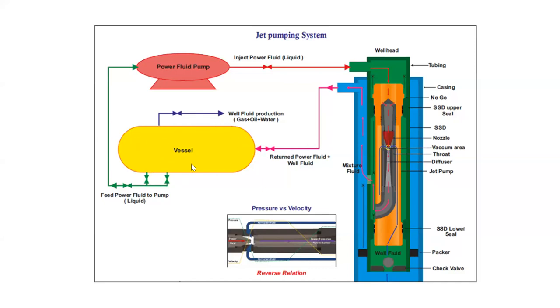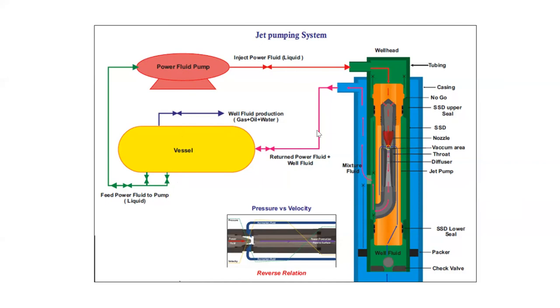This vessel will be used to separate the power fluid from the produced fluid. So the produced fluid will be separated and sent to the facility, and the power fluid will be recycled and pumped by the power fluid pump through the tubing, down the tubing, then through the pump, and so on.